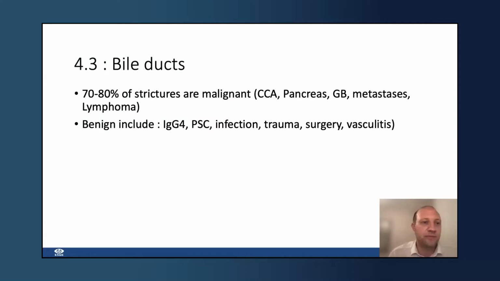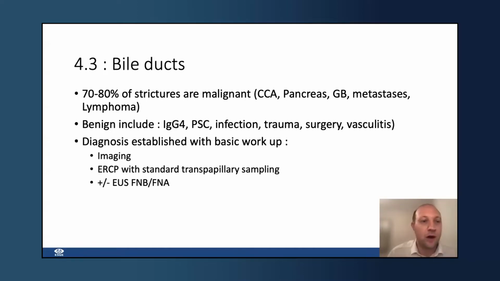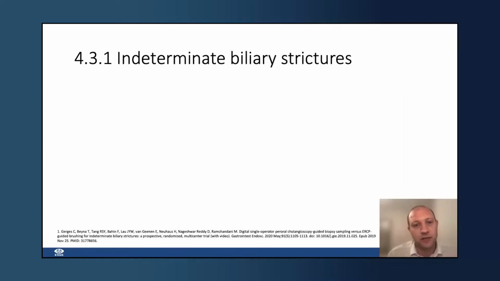As most of you know, 70 to 80% of bile duct strictures are malignant due to either cholangiocarcinoma, pancreatic cancer, gallbladder cancer, metastases or lymphoma, and there are a number of other benign causes. On the whole, diagnosis can be established with just a basic workup of imaging, including ultrasound or MRCP, ERCP with standard transpapillary sampling such as intrabiliary brushings, and in the case of patients with pancreatic masses, EUS FNB or FNA may be needed. For patients where diagnosis isn't reached, we term this an indeterminate stricture.